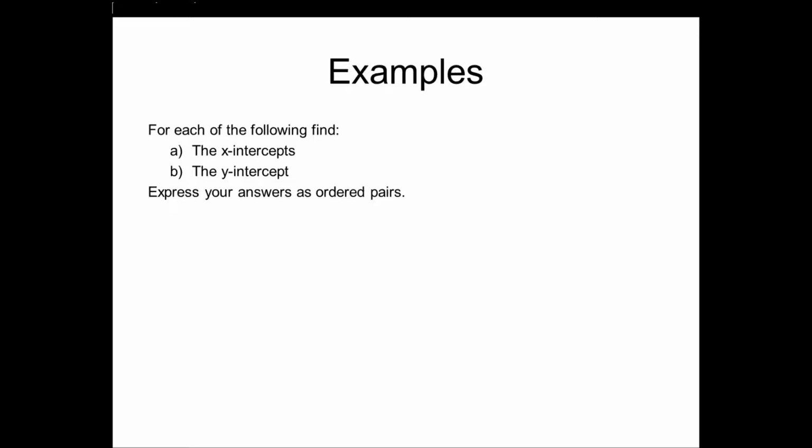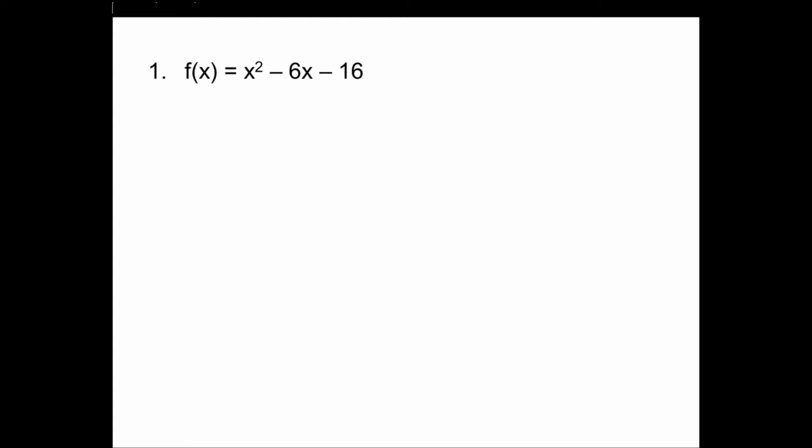So some examples. For each of the following, we're going to find part A, the x-intercepts, and part B, the y-intercept. Express your answers as ordered pairs. Now, when you're doing the problems in MyMathLab, be very, very careful. Sometimes it wants ordered pairs but doesn't say it, and sometimes it doesn't want ordered pairs and doesn't say it. I will always want ordered pairs.